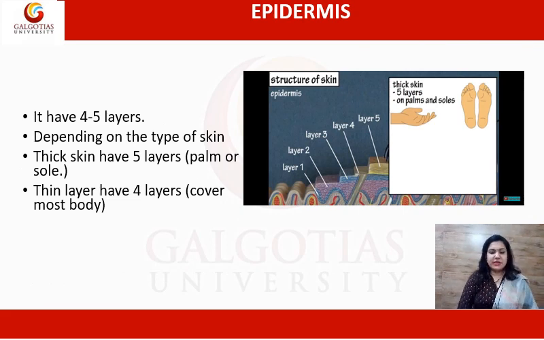Let's discuss this structure. The skin has a superficial layer called the epidermis. It has 4 to 5 layers. Here we see in this picture that skin has 4 to 5 layers. The number of layers of the epidermis depends on the type of skin, whether we have the thick skin of the palm or sole or the thin skin of the whole body.